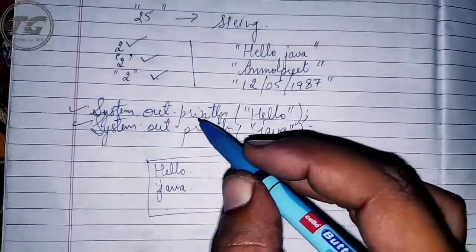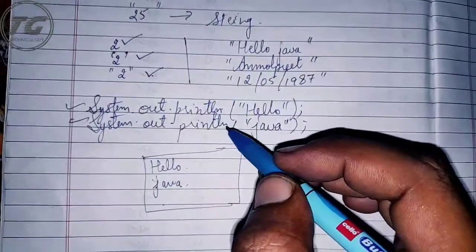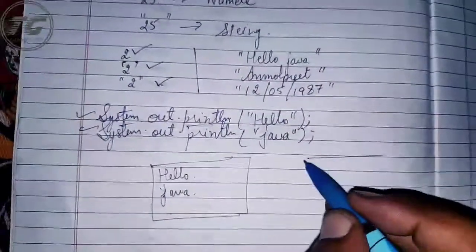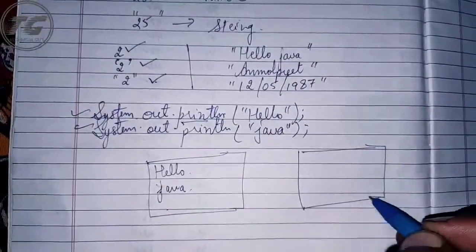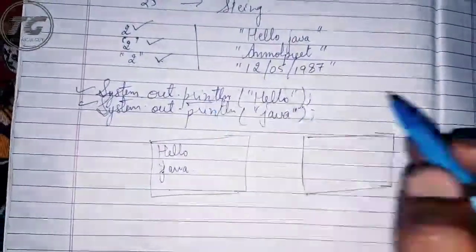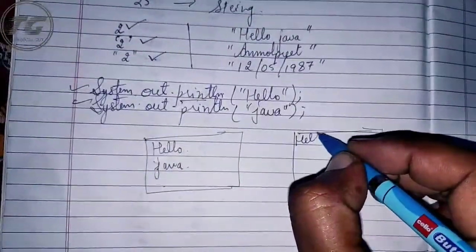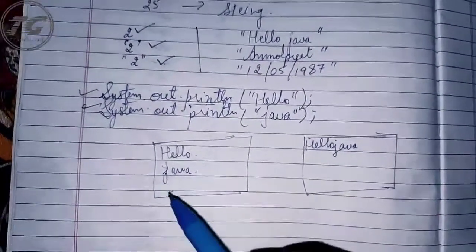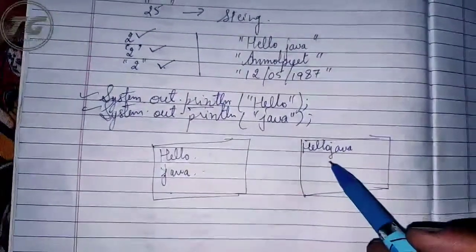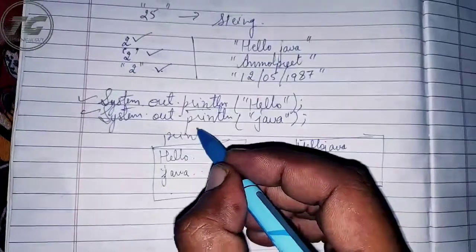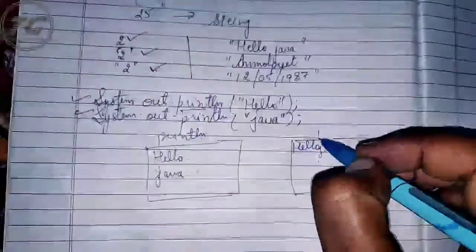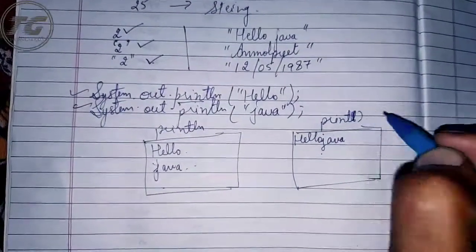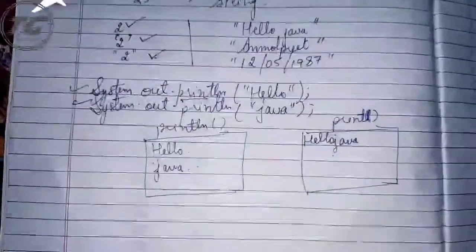But if you use only the print method, not print line, in that case the output will change. If you are using only print, then firstly hello will be printed, then in the same line Java will be printed. So as you can see the difference in output, this is the output of the print line method, and this is the output of only the print method. So this is the print method, and this is the print line method.